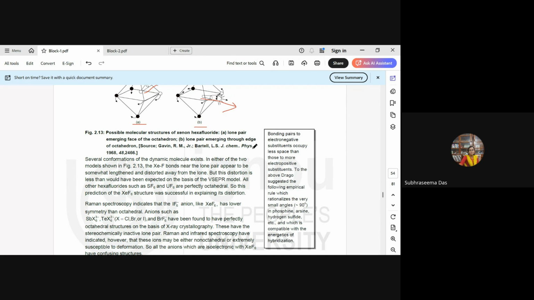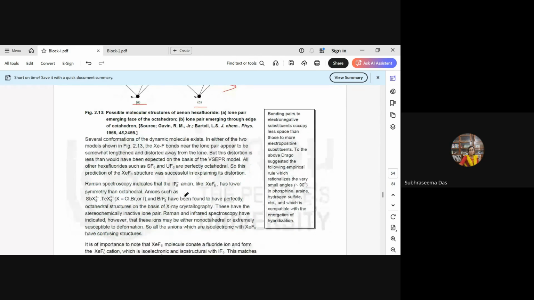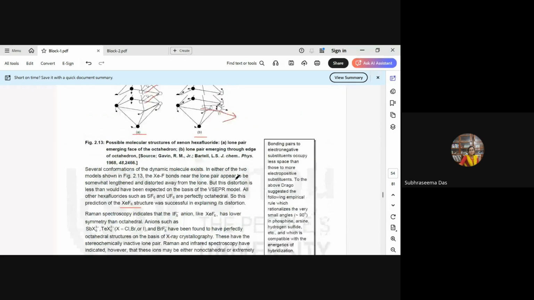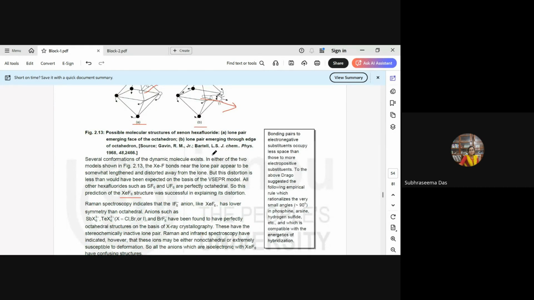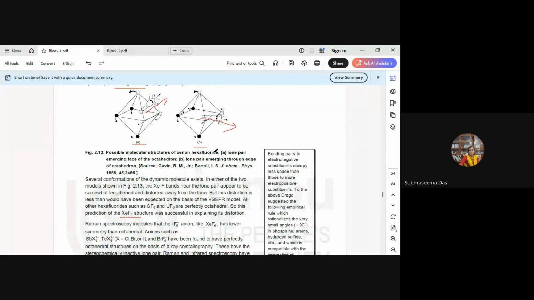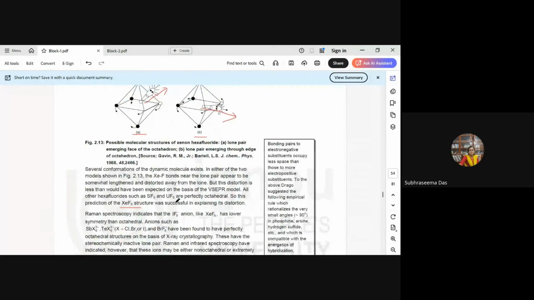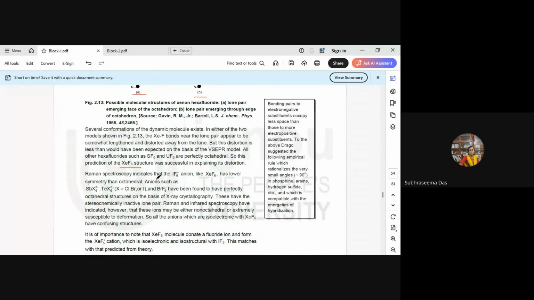But this distortion is less than what was predicted on the VSEPR model. Even other hexafluorides, that is sulfur hexafluoride and UF6, are perfectly octahedral in nature. Now the prediction of this XeF6 was successful in explaining this distortion, and we can ultimately say that the XeF6 is a distorted octahedron.